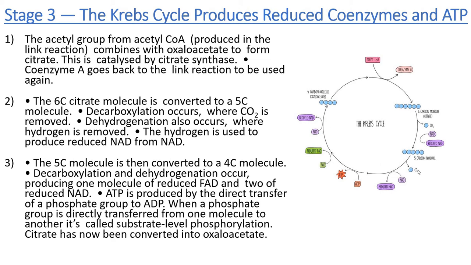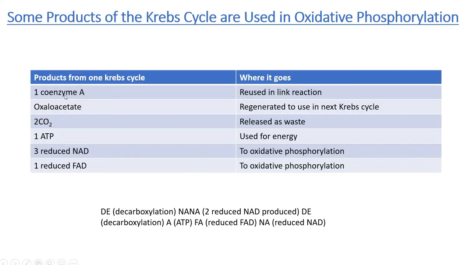So per cycle, one cycle of the Krebs cycle, you get 3 reduced NAD, 1 reduced FAD, 2 carbon dioxides and an ATP. But it's important to remember that per glucose molecule, the Krebs cycle happens twice. So this is what happens per Krebs cycle.